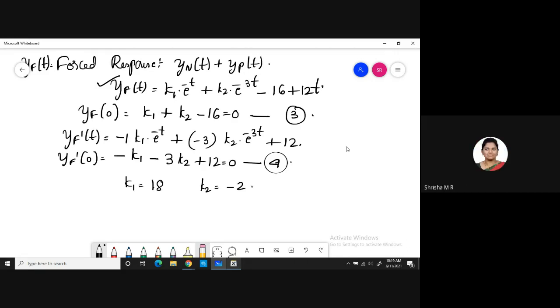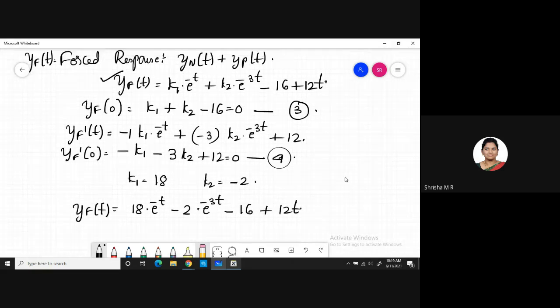So now you write yf of t, which is equal to 18 into e power minus t, correct? Minus 2 into e power minus 3t minus 16 plus 12t. Okay, this is your forced response. Clear, everyone? It is natural response plus particular response. Got it? Clear, everyone?